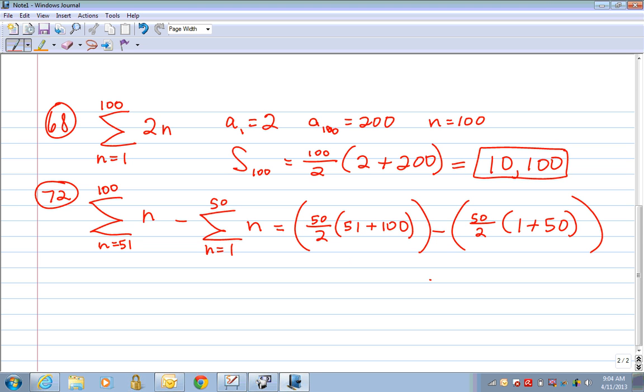So for just this front piece, we get 3,775, and the second one we get 1,275 when we calculate, and then last we can subtract, and we get the sum to be 2,500 for the total after we did the subtraction. Now we're going to look at a couple of word problems, and then we'll be done.